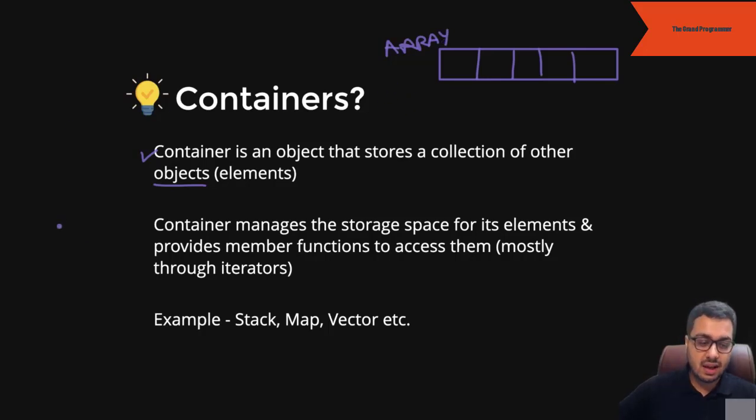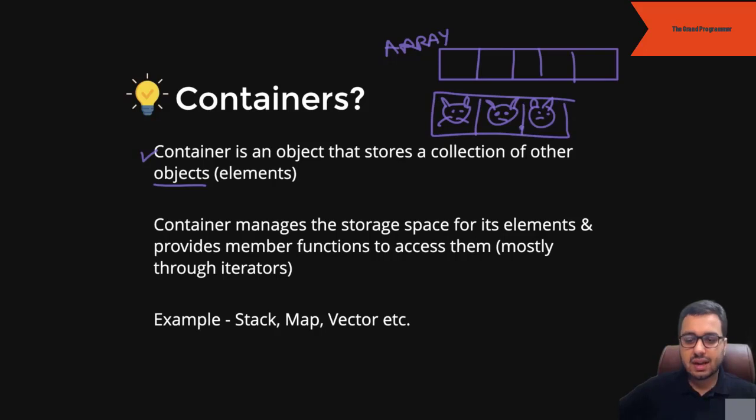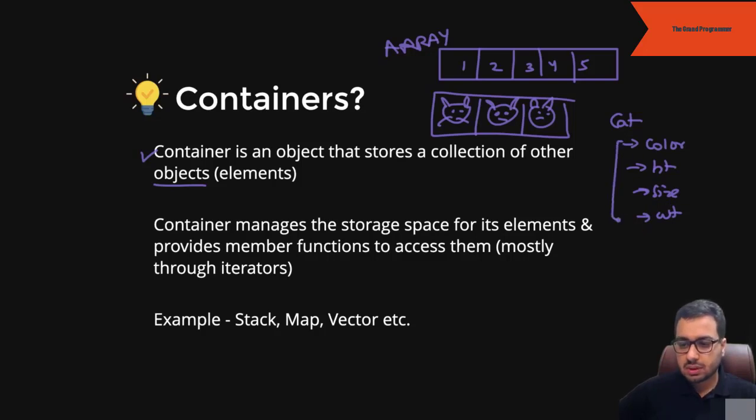Or maybe I might have a class Cat. I might have some cat objects, and I'm storing lots of cat objects inside a container. So I can say an array of cats. That is also fine. The object can be as simple as an integer, or it could be something complex like a cat, which may have certain attributes like color, height, size, weight, maybe some methods as well. So a container can store objects as well.